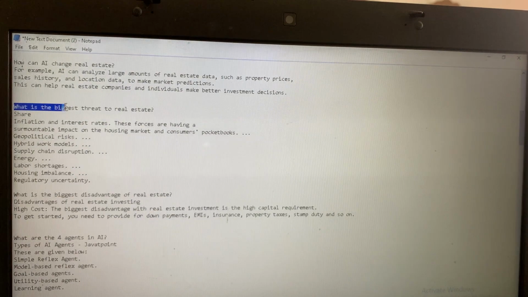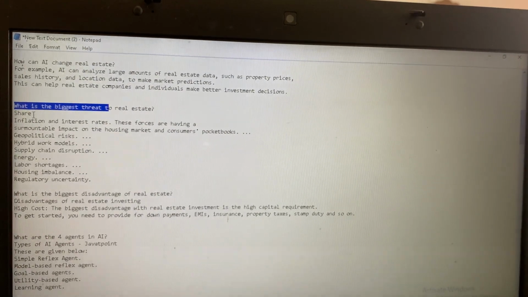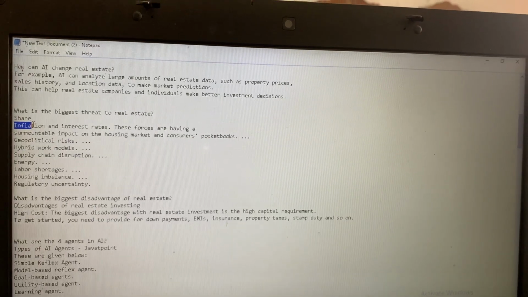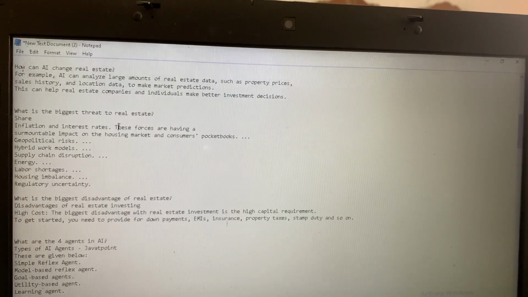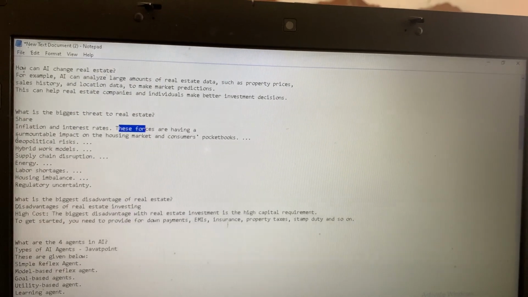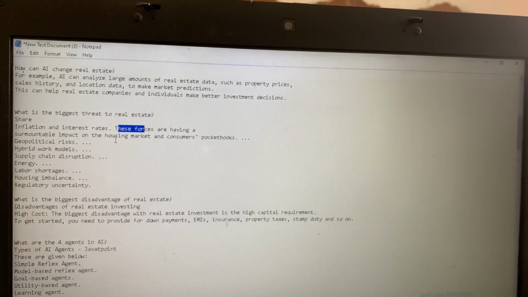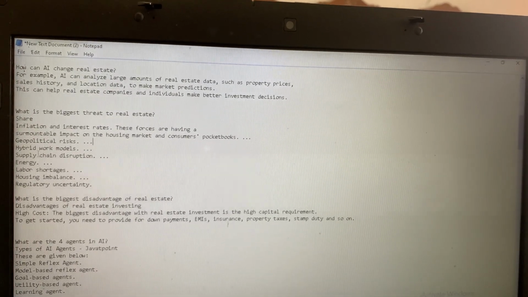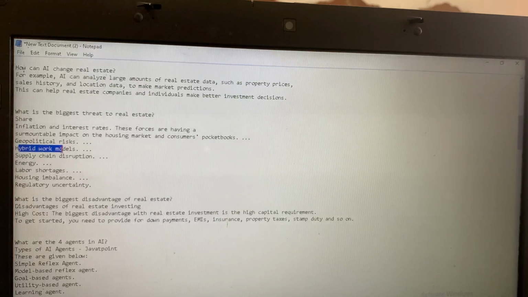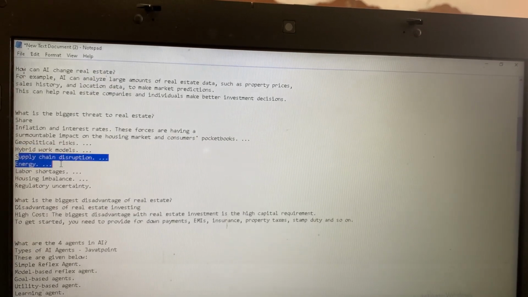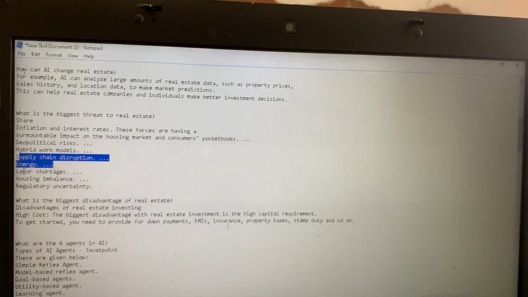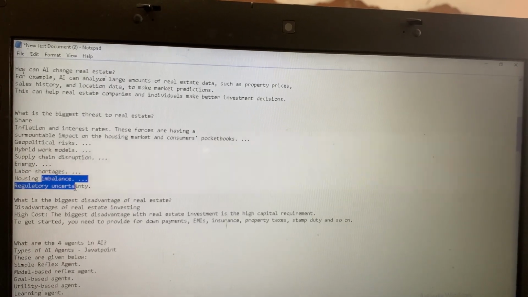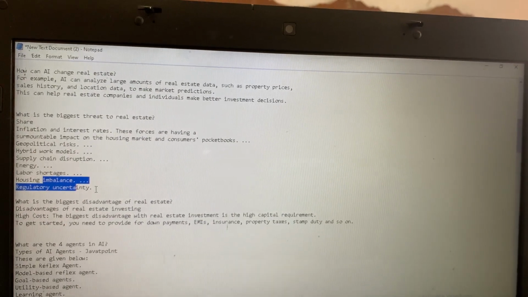Now, what is the biggest threat to real estate? Inflation and interest rates. These forces are having a significant impact on the housing market and consumers' pocketbooks. Geopolitical risk, hybrid work models, supply chain disruption, energy, labor shortages, housing imbalance, regulatory uncertainty.